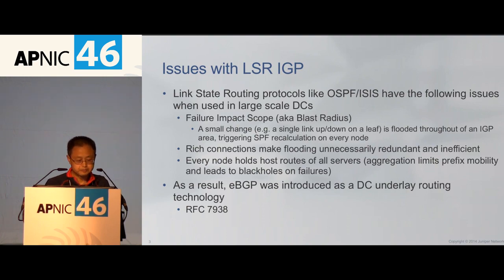to figure out the routes. And additionally, in today's data center networks, there are rich connections, and the existing OSPF and IS-IS flooding protocols will do unnecessarily redundant and inefficient flooding. Additionally, each node in the network will hold host routes for all the servers. So all those factors make the IGP not a good solution for large-scale data center networks.